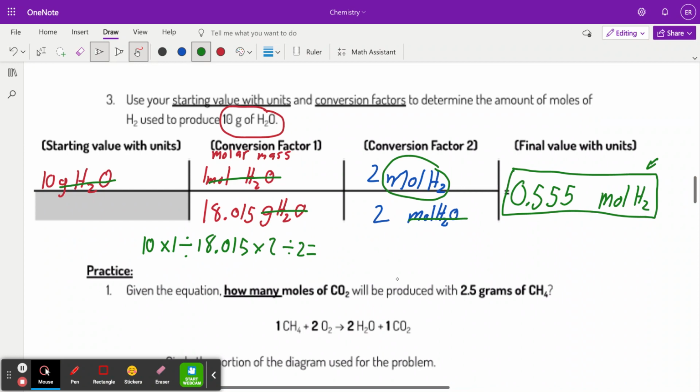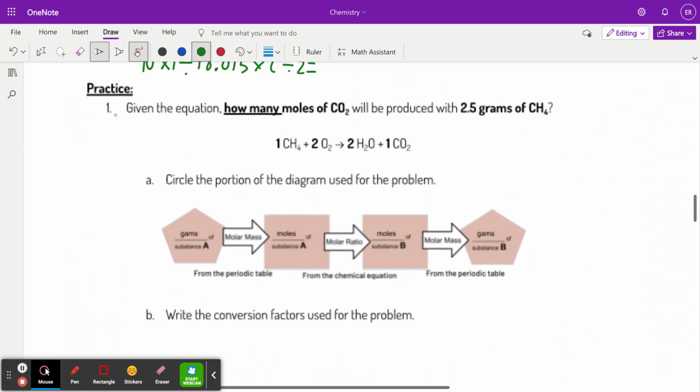So now go ahead and pause the video, start with practice number 1, and I will have it complete. So pause the video right now, complete it on your own, and then continue watching the video to get the answer.